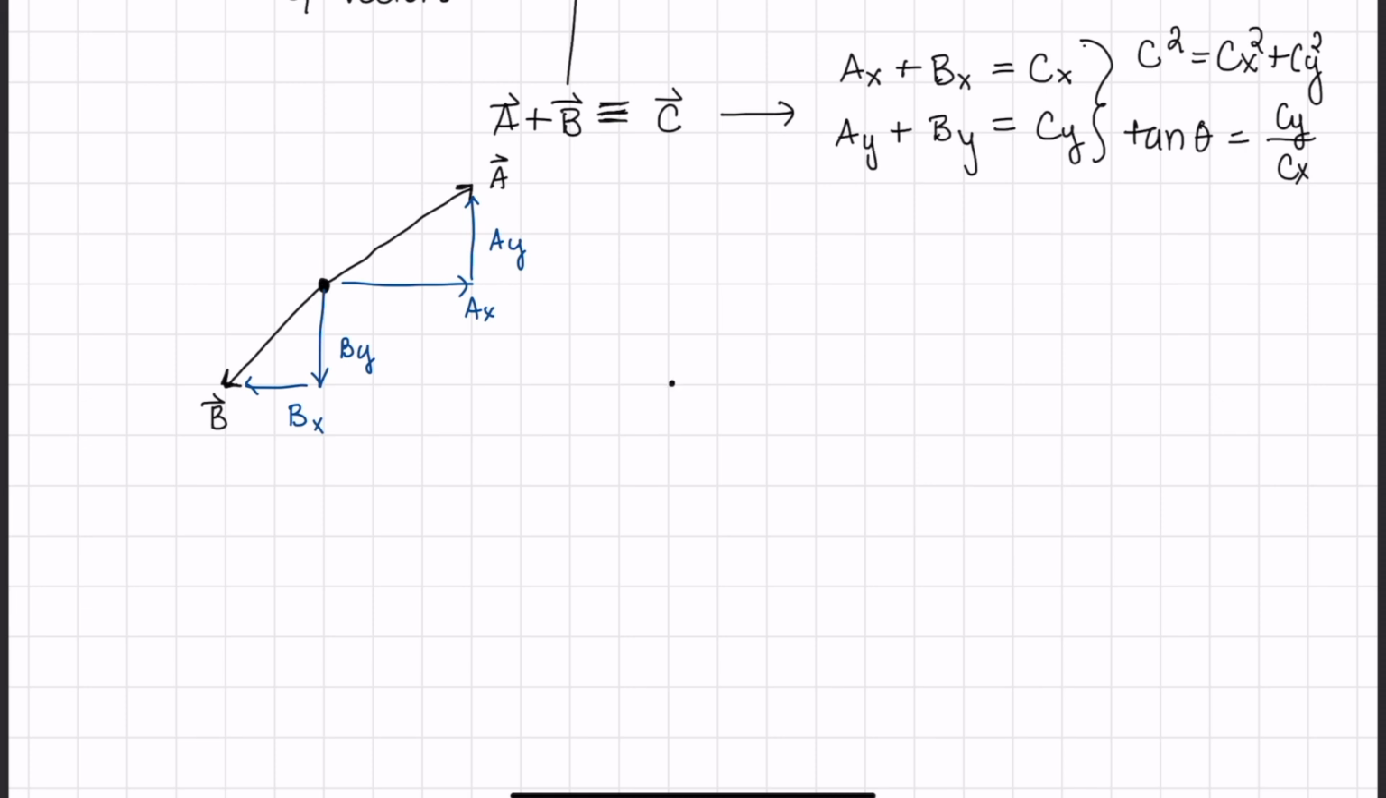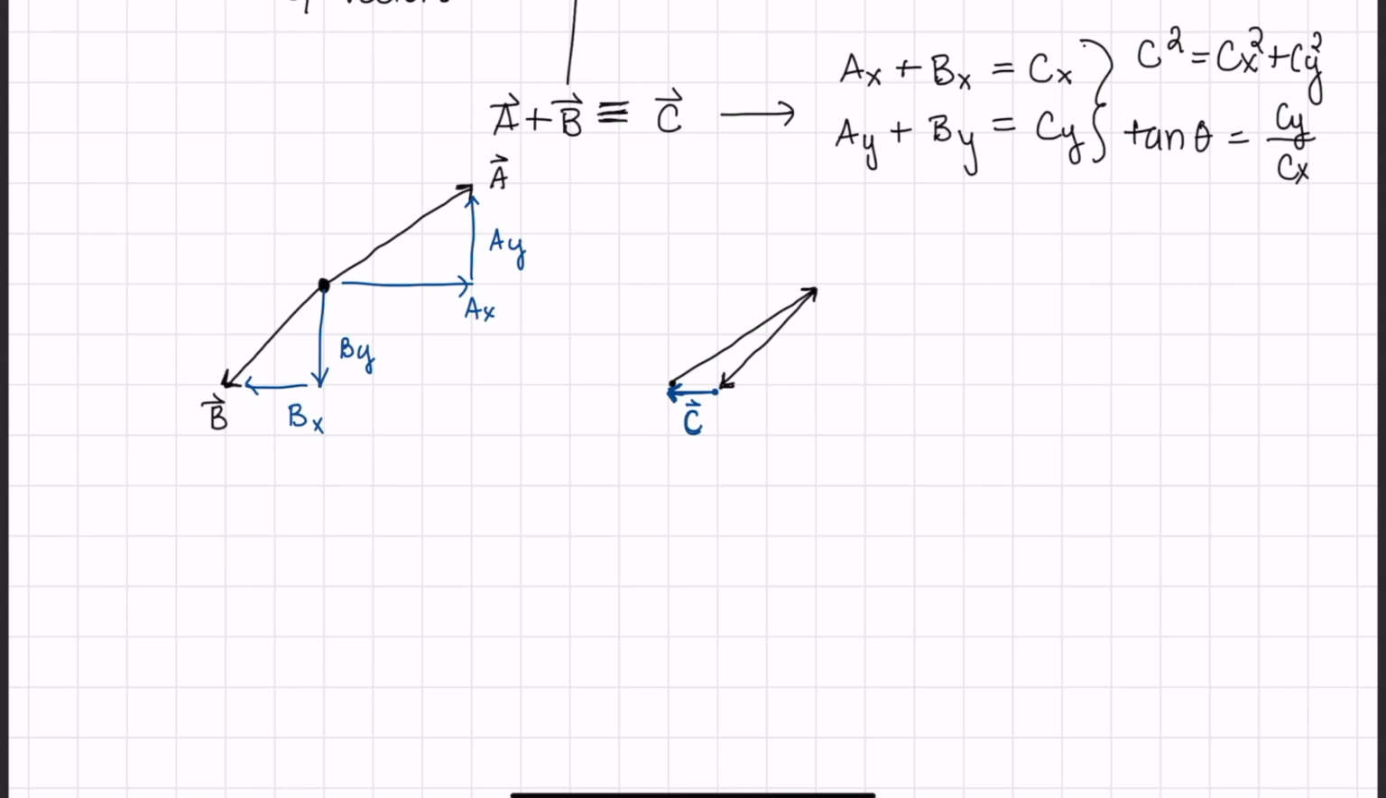So for the other one, we have A, 3 and 2, and B, we want tip to tail, so we're going to go here, so we're going to go down. The resulting vector C goes from the tip of the last vector you're adding to the beginning of your starting vector. So this is going to be C.